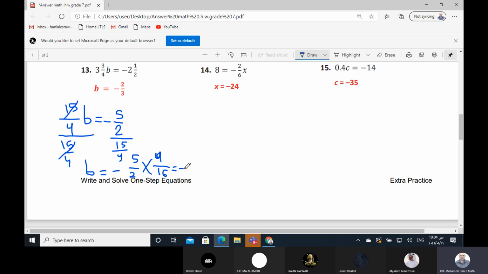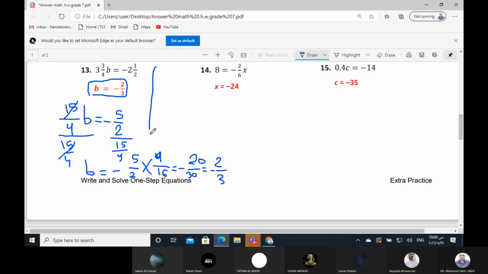So here we have minus 5 times 4 will be 20, and 2 times 15 will be 30. So simplify this form. The simplest form here, 20 divided by 10 will be 2, and 30 divided by 10 will be 3. So the answer will be P equal minus 2 over 3. Minus 2 over 3. Who has any question here? No question.